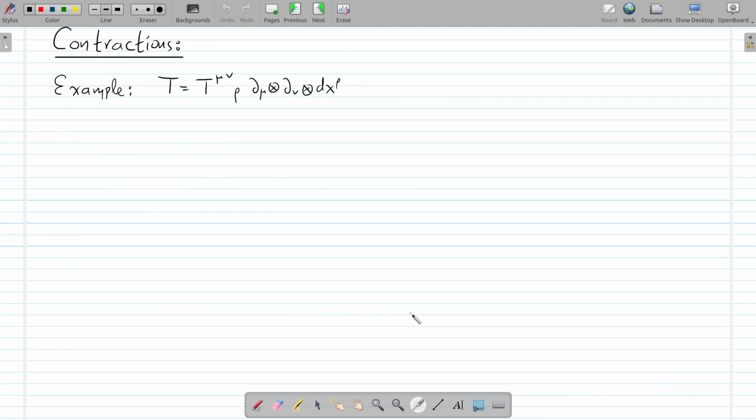So let's now consider contractions, and we will define them by using a simple example. Let's consider again the tensor T, which is a 2-1 tensor with components T, mu nu upstairs, rho downstairs. So this tensor here is given by a linear combination of the corresponding coordinate bases d mu times d nu times dx rho.